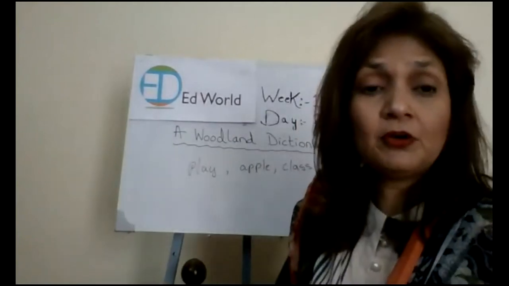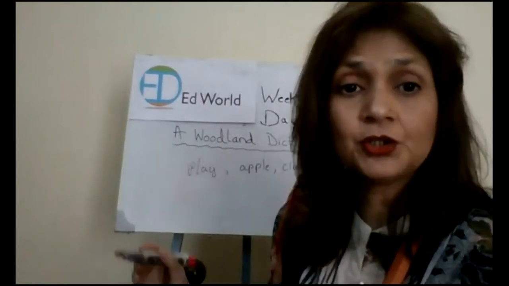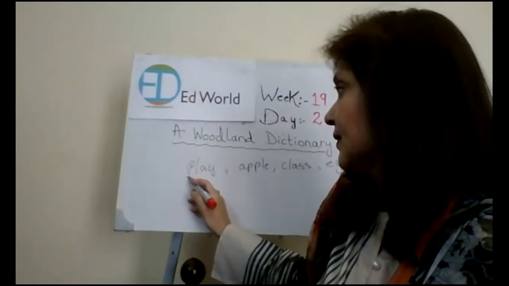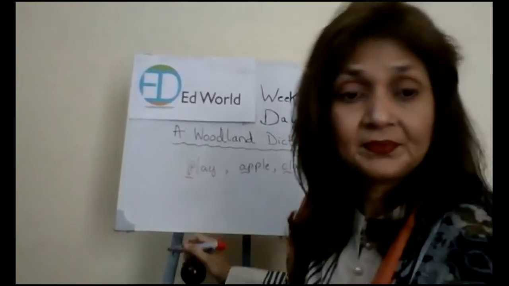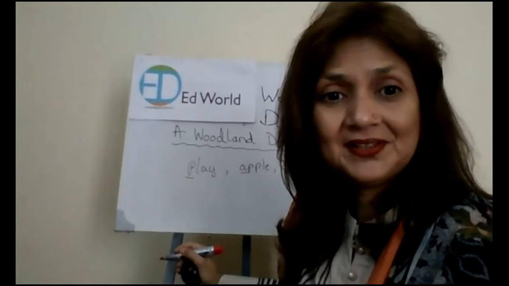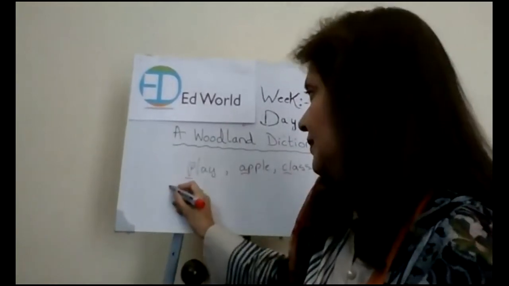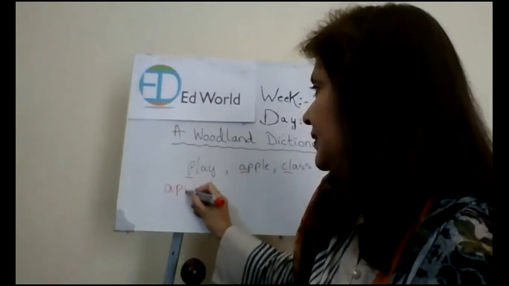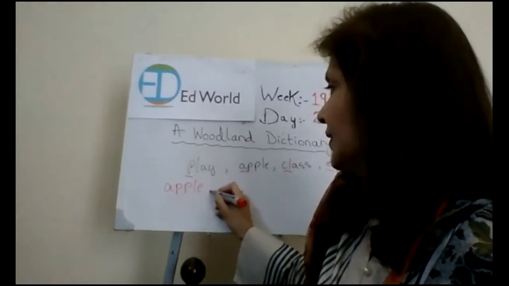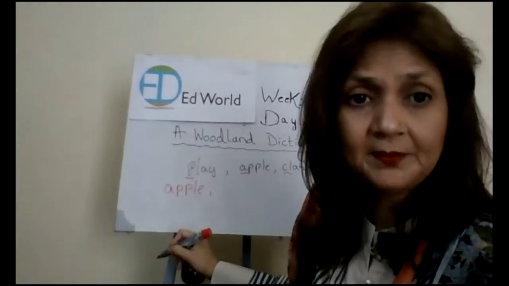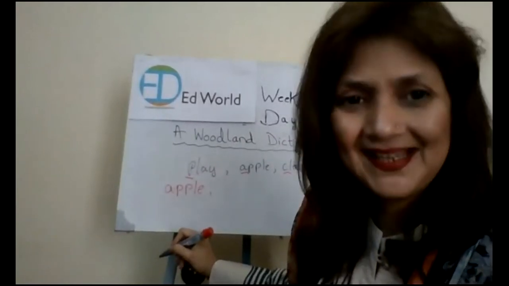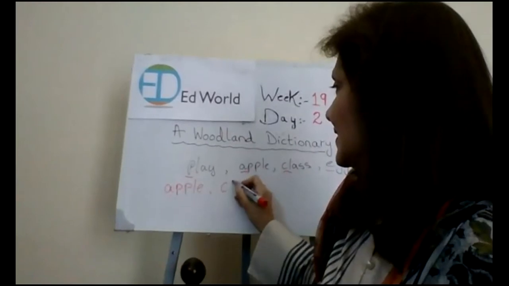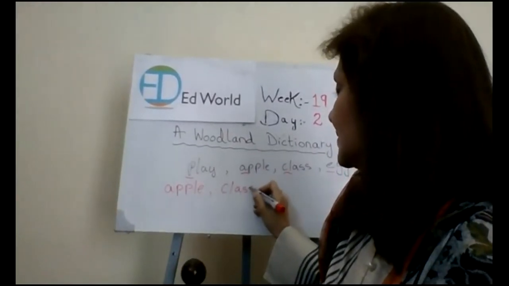So the first rule to arrange them in alphabetical order is that you have to find out the first letter: P, A, C, and E. So which word will come first? Yes, apple, A double P L E. Now, is there any word with B? No. Is there any word with C? Yes, class, C L A double S.